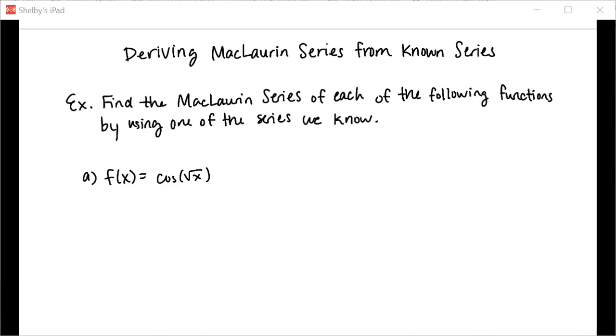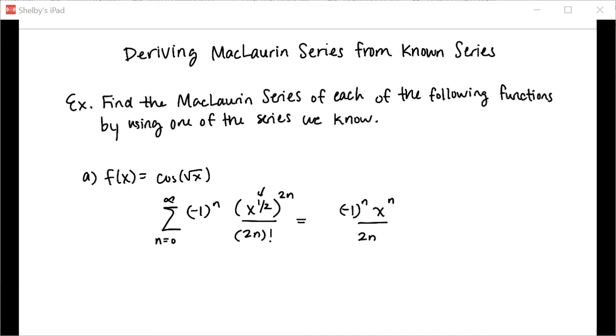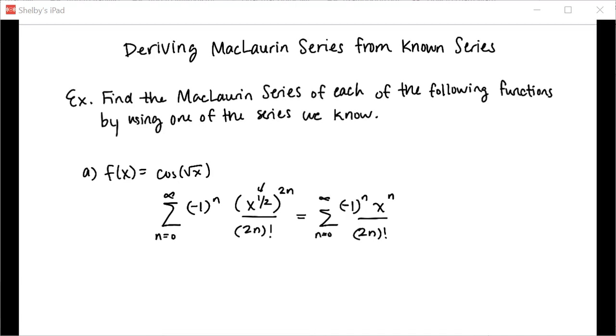So if I go ahead and take my cosine, it was negative 1 to the n, and then cosine is the even powers, and you put in here x to the 1/2. Simplifying that, we get negative 1 to the n, x to the n over 2n factorial, and we're adding from 0 to infinity our terms.